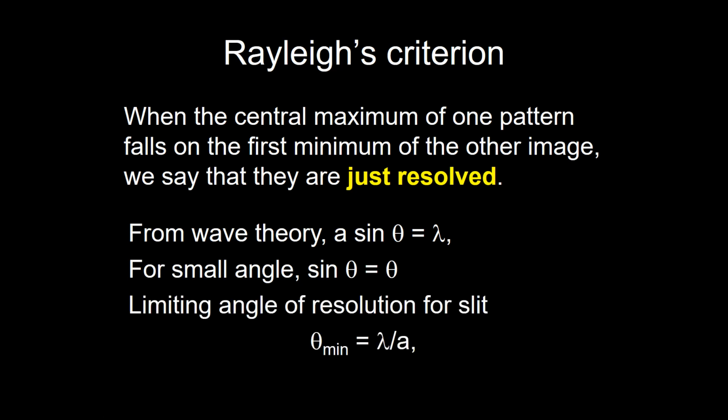Therefore, to find the smallest angle, theta minimum, we call it the limiting angle of resolution. That is the minimum angle for two objects to be just resolved. It will be equal to lambda over a. This is from the wave equation. Okay, you have a sin theta equals lambda. Bring the a over, so you have sin theta equals lambda over a. The angle is going to be very small, so we're using small angle approximation. Theta minimum will be lambda over a.